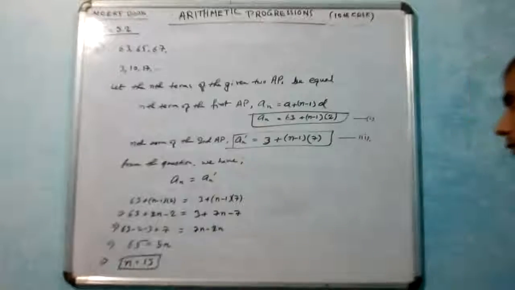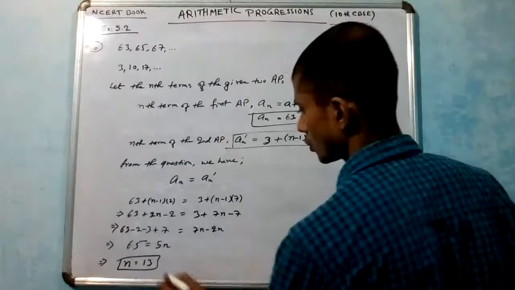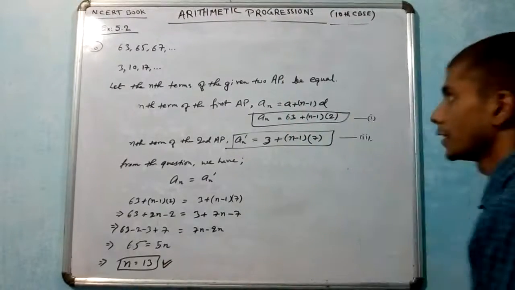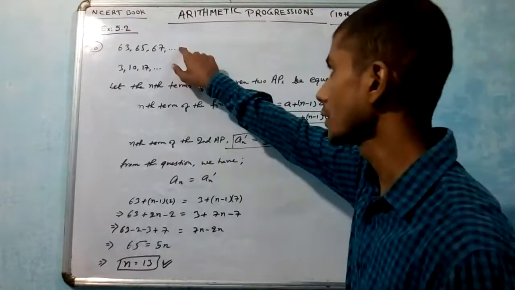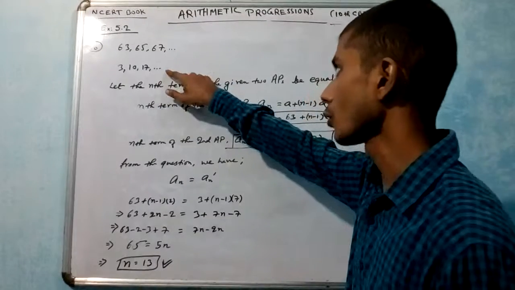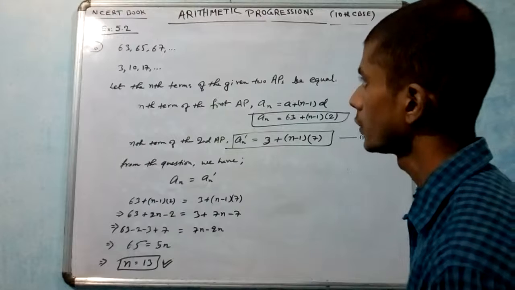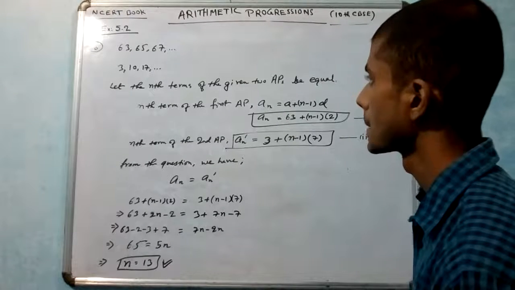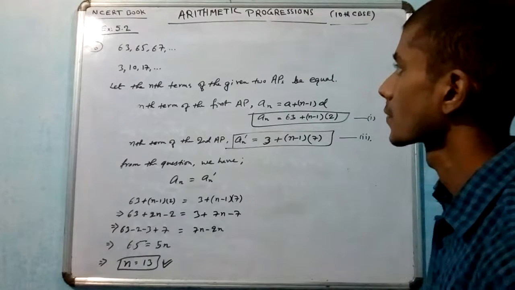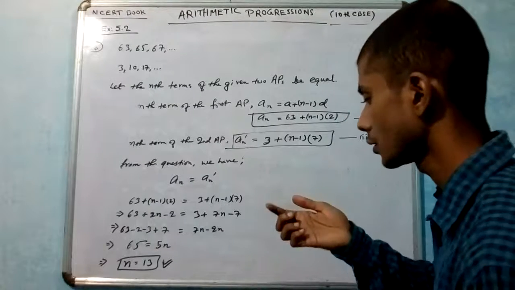Okay, 13. So what we understood is that if we find the 13th term here and the 13th term of this AP also, both will be equal. What was the question? Read the question.